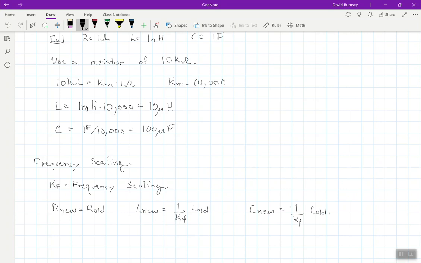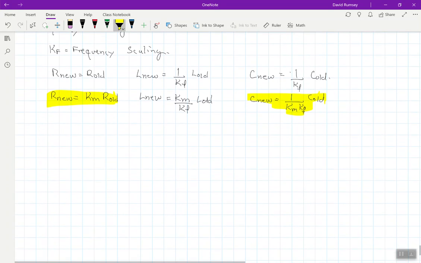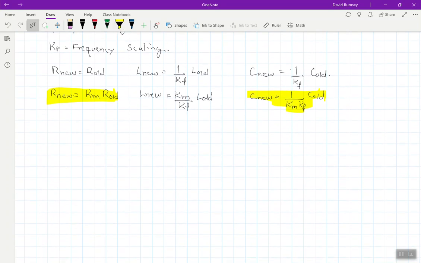So you can summarize the scaling here: R new is equal to Km times R old. L new is equal to Km over Kf times L old. And C new is equal to 1 over Km times Kf times C old. Now, it turns out that the most common ones we'll be using here are the resistor and capacitor, because we're not going to typically use the inductor. So we're going to need to use frequency scaling here with that.